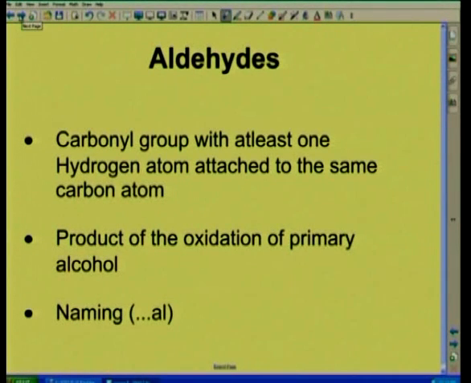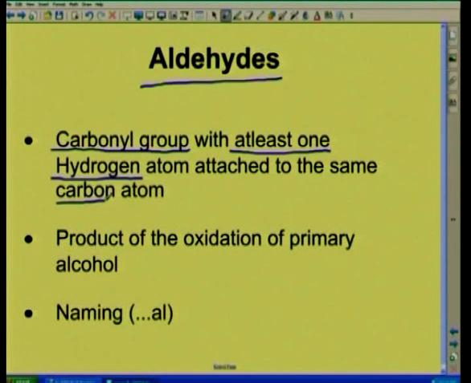The next one, we're talking aldehydes. Aldehydes would have a carbonyl group with at least 1 hydrogen atom attached to the same carbon atom. And these are formed, or they are products of an oxidation of primary alcohols. We know what primary alcohols are from what we've done earlier on. And when we name this, the suffix, the end part, is al. Right, let's move on to example 3.